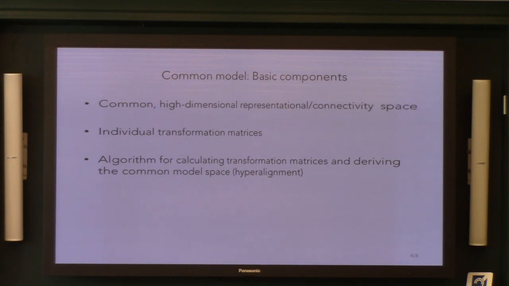So I'll do a quick summary here. The basic components of the common model are, there's this high-dimensional space that you can have both information about responses and information about connectivity in, and transformation matrices that are specific to each individual that project individual cortical spaces into the high-dimensional space. And I haven't shown it, but you can also project data from the high-dimensional space back into individual topographies. And the algorithm that accomplishes all this is called hyperalignment.